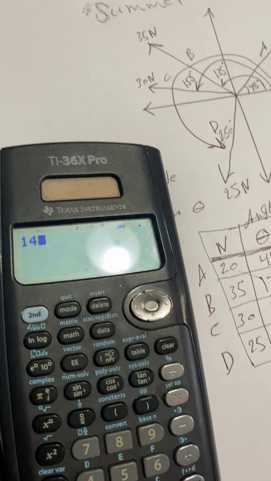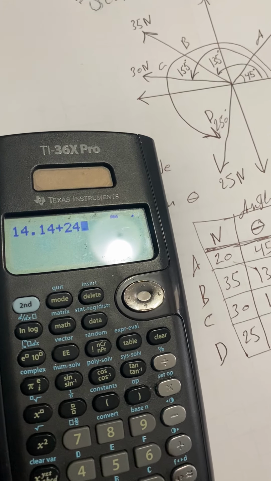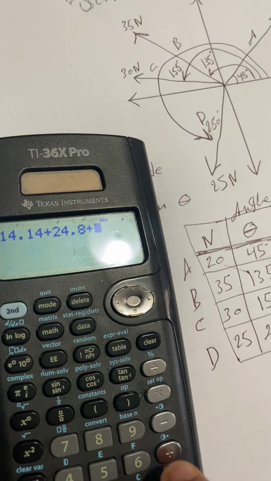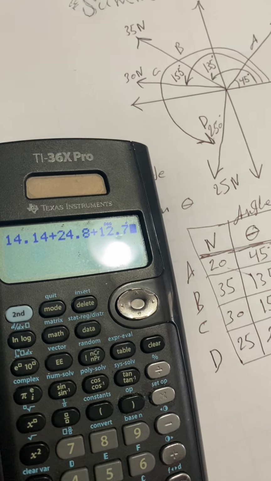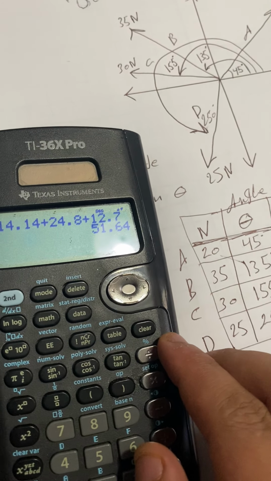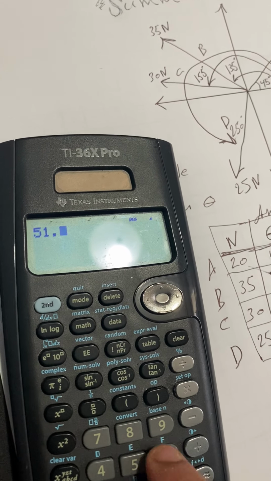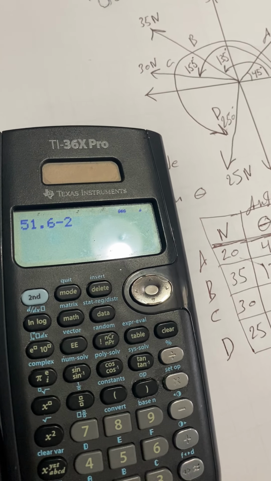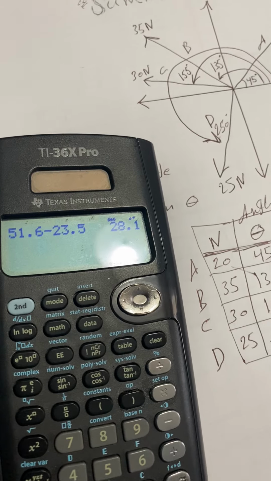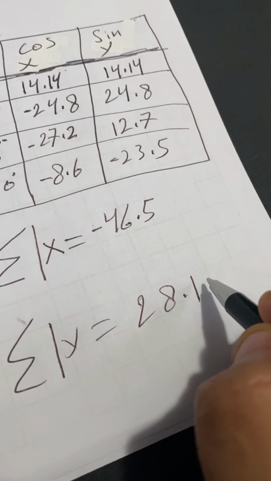let me do it again. I think I'm confusing here. Plus 24.8 plus 12.7. That's equal 51.6. This, the total is going to be 28.1. This is for the y.